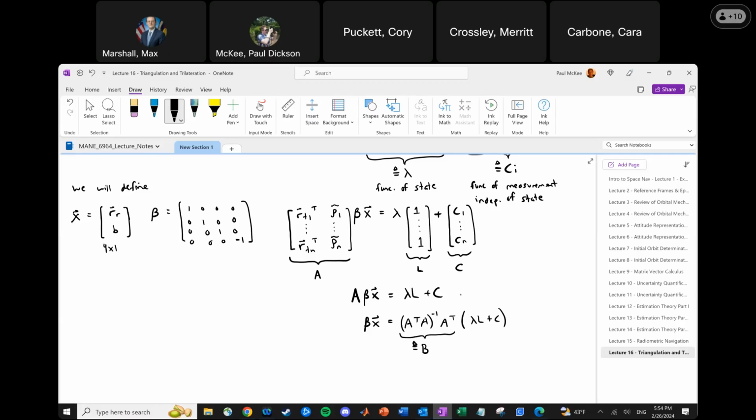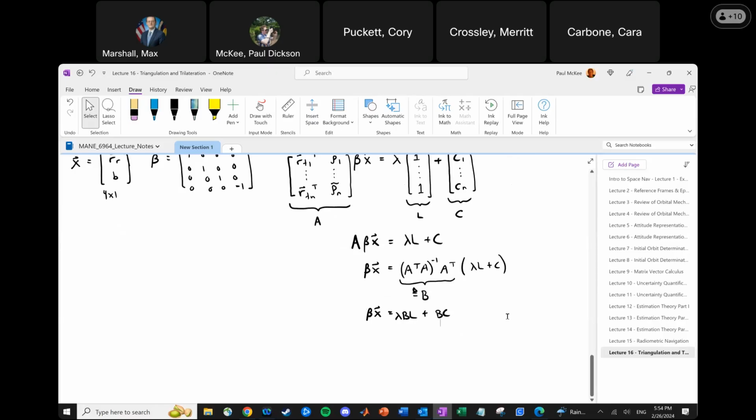So this is kind of the thing about the Bancroft method. They keep saying, no, after 3 more steps, we're going to call this other thing, just to keep the equations looking kind of pretty. So now we have beta x is equal to B. I'm going to distribute, so it's going to be lambda BL plus BC. And you're never going to believe what's going to happen next. We're going to redefine some things. BL is going to be called U.